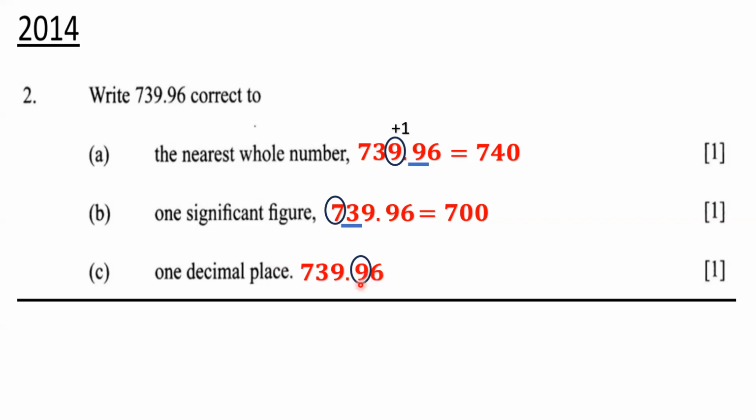And so we have to look at the number on the side, which is 6. And we underline 6 because it's to the right of 9. And so we notice that 6 is greater than 5. So since 6 is greater than 5, that means that we have to add 1. We have to add 1 to 9. And 9 plus 1 is 10.